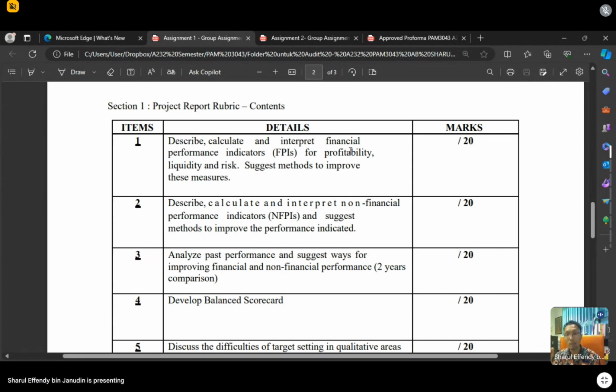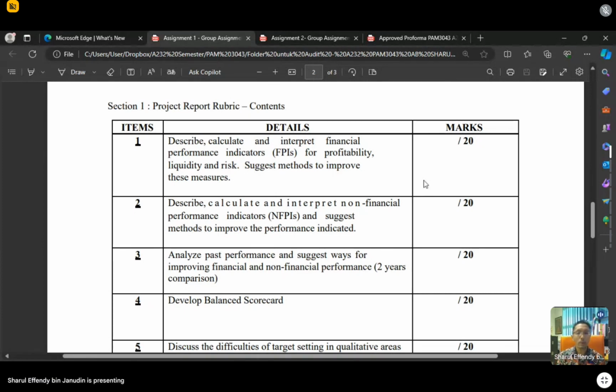Suggestion to that particular company or organization on how to improve the FPI. Sorry, the FPI. Number two, a different focus: focus on non-financial performance indicators. I have not listed what I want because it depends on the report from the company that you may get. Okay, so it's open. I did not dictate.